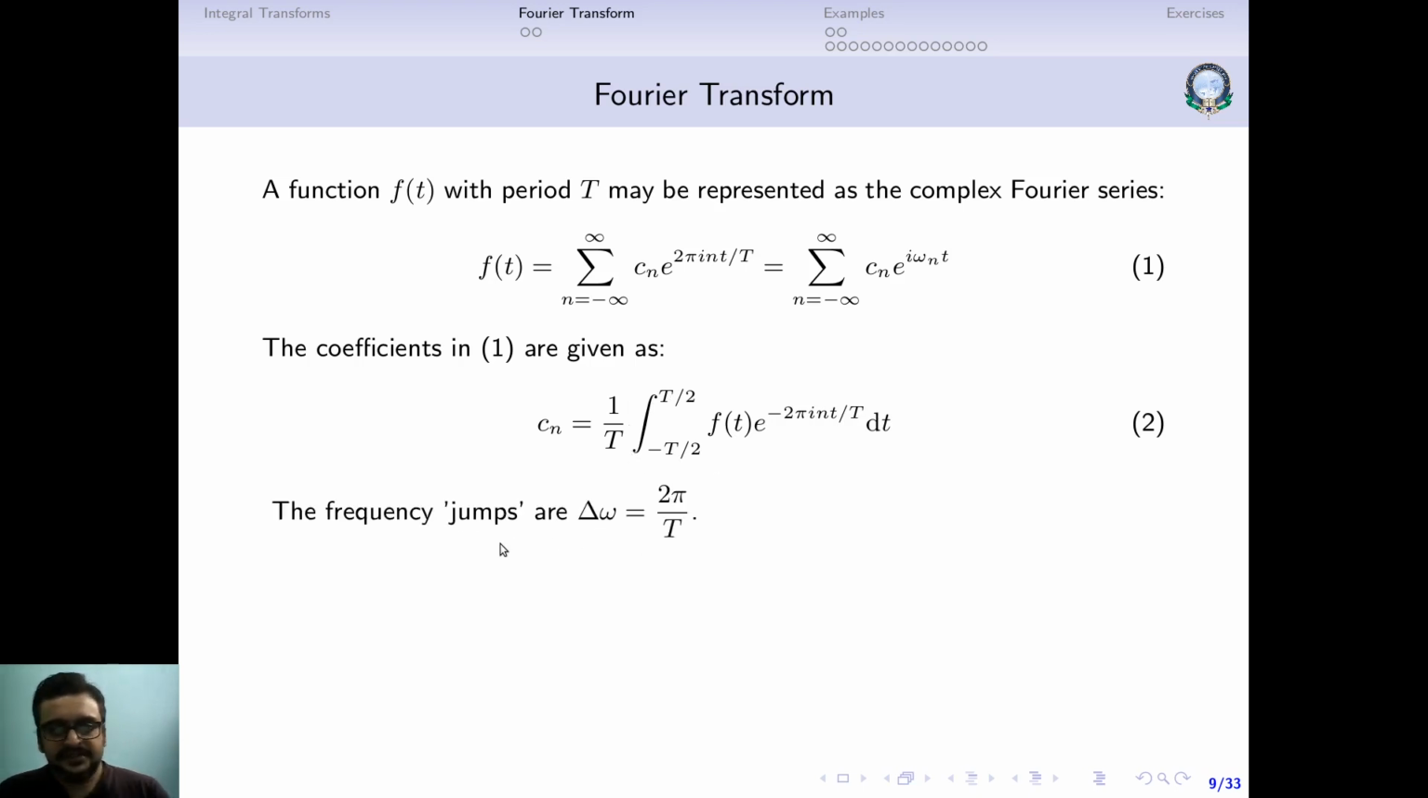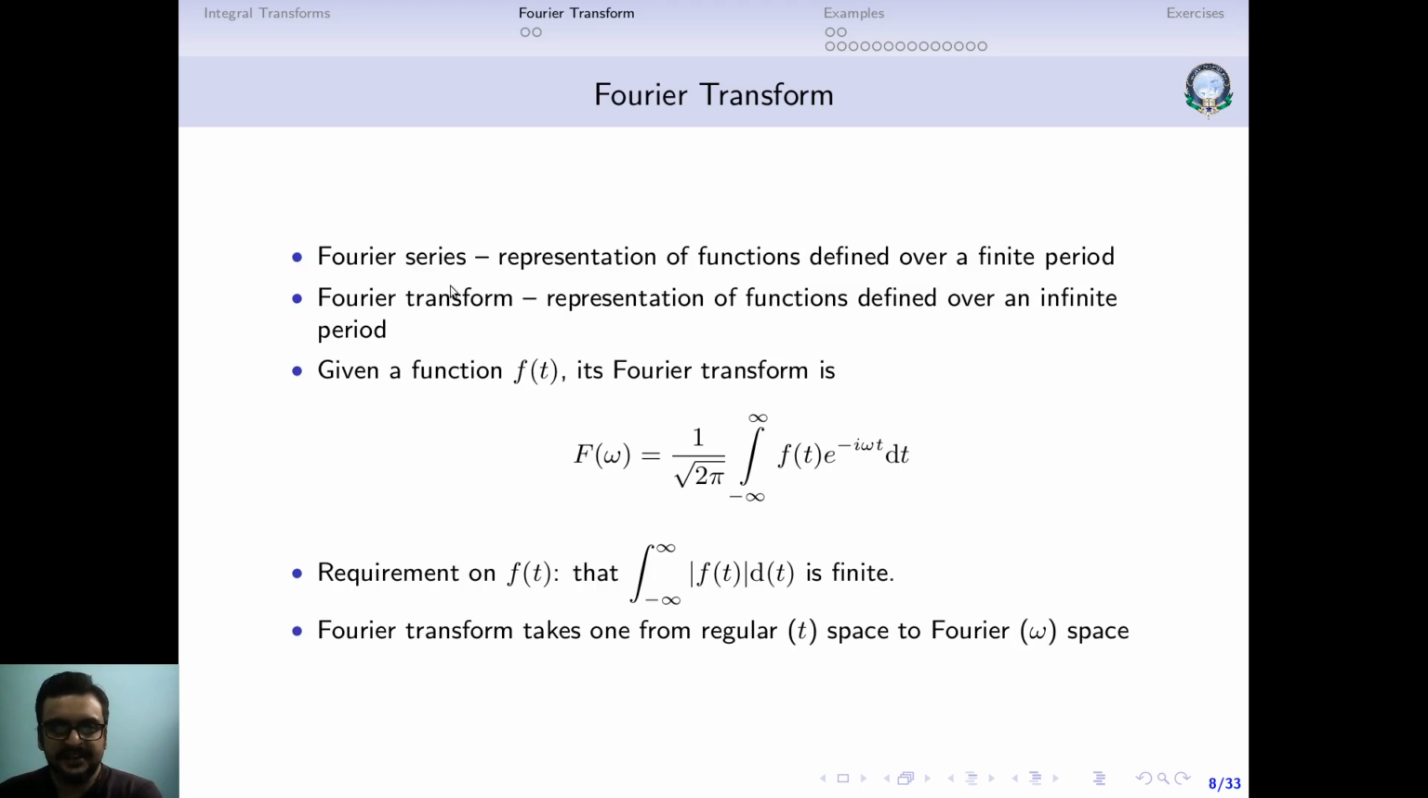Now, these frequency jumps we saw, from one frequency to the next frequency, the difference is 2 pi by capital T. So what is the idea here? The idea is we are going from Fourier series to Fourier transform. That is, we want to represent functions which are defined over an infinite period. For the Fourier series, the period is finite, that means T is finite. But if you want to apply a Fourier transform, then we are talking about T which is infinite.